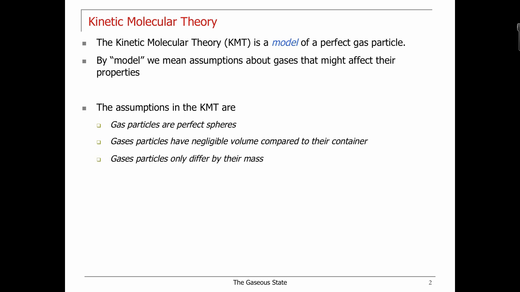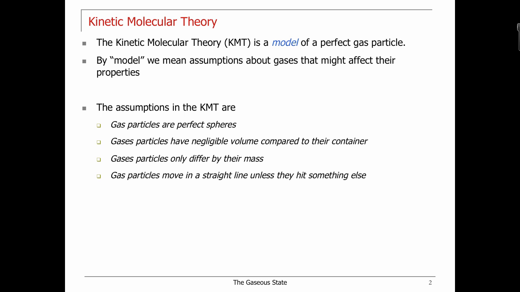That's pretty true. Gas particles only differ by their mass, so we're not letting them have other properties other than mass. If they all have negligible volume, that's not important. They're all the same shape, so that's not important. So the only thing that's different is the actual mass of the particles. Something like water, a gaseous water molecule, is 18.02 grams per mole. Carbon dioxide, on the other hand, is around 44. So they differ by only their mass.